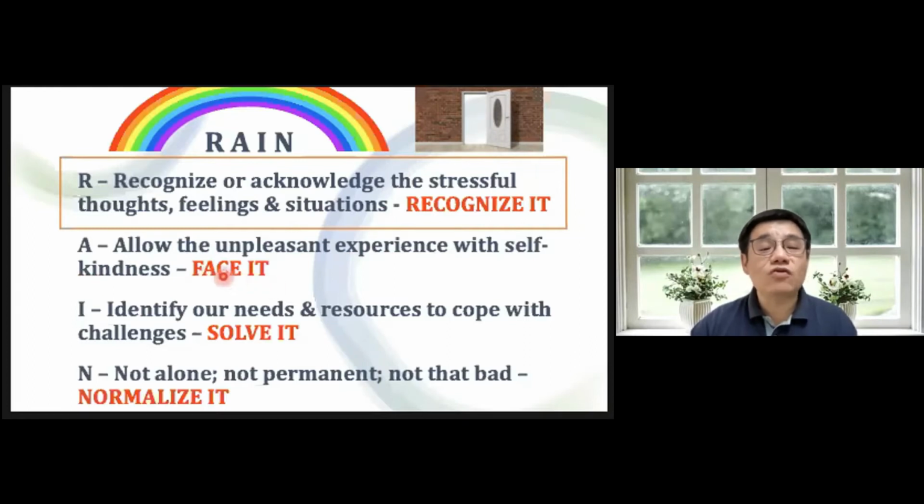Okay. A stands for allow the unpleasant experience with self-kindness. So in short, it's called face it. And this is similar to, again, the acceptance, but at a slightly deeper level, acceptance of the AAM, allow it. So first one, recognize it. Second one is face it. Then I stands for identify our needs and resources to cope with our challenges. In other words, to solve it. And N stands for not alone, not permanent, not that bad. Okay? This is the principle of normalizing it.